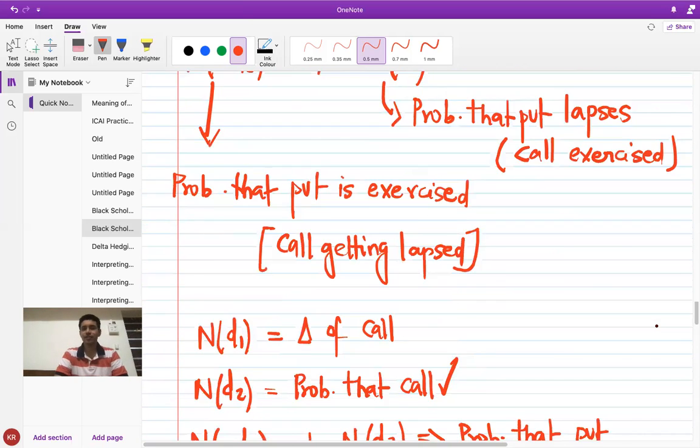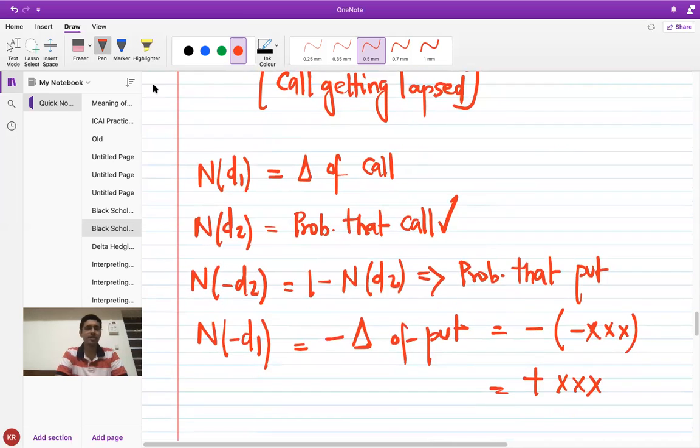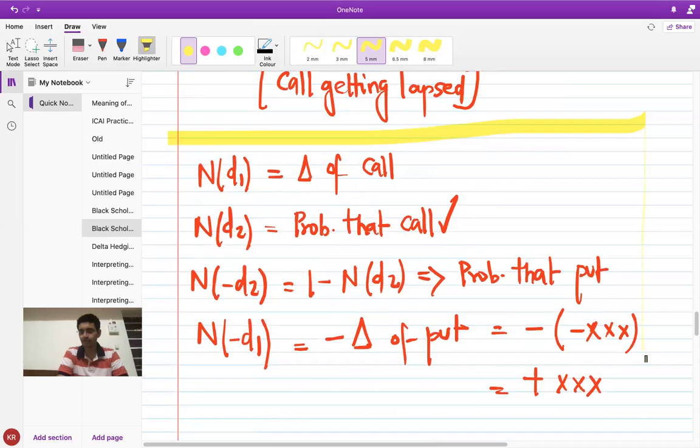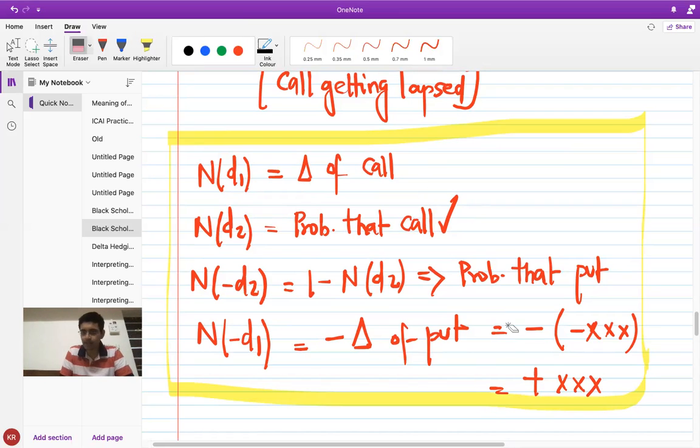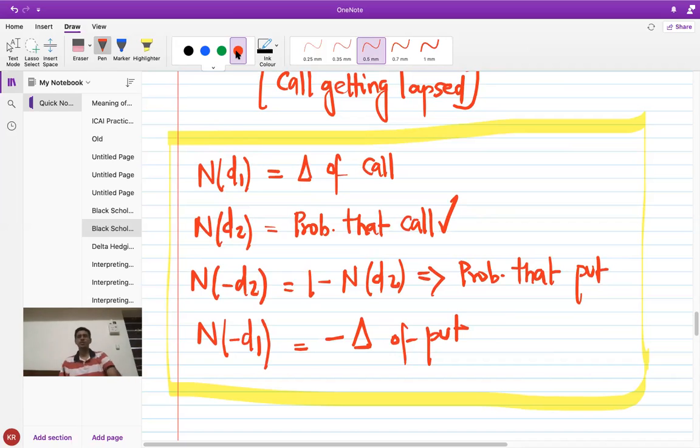So four statements that you have to remember are these. Let me probably erase this. I think it will be sufficient if I just write minus delta of put. So this is another thing that you have to remember. Nobody is going to ask you in the examination probably, but it's good to know.